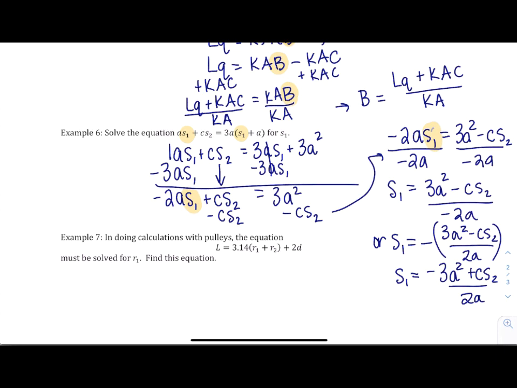Now, we would have had a completely different looking answer had we, instead of subtracting 3AS1 in that first step, instead subtracted 1AS1 from the left, and then our answers would have had different signs throughout the steps, but the ultimate formula at the end would be completely equivalent.